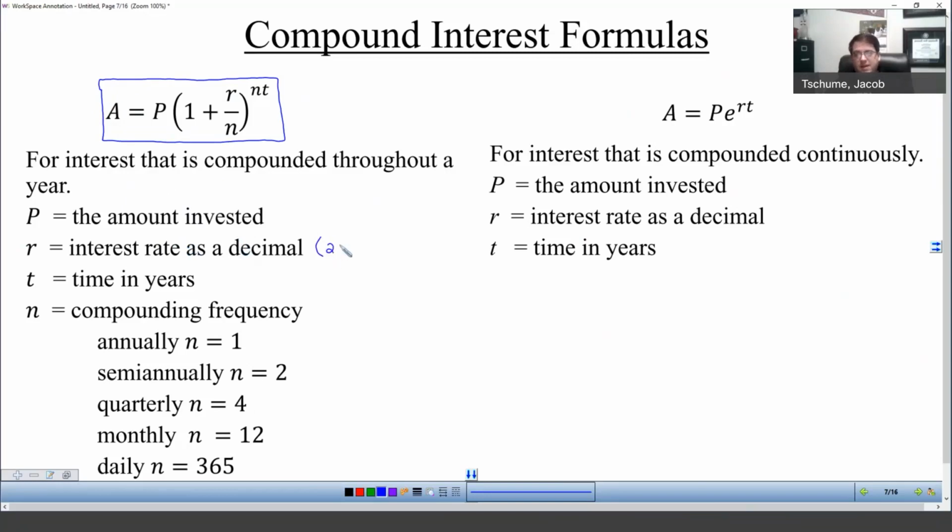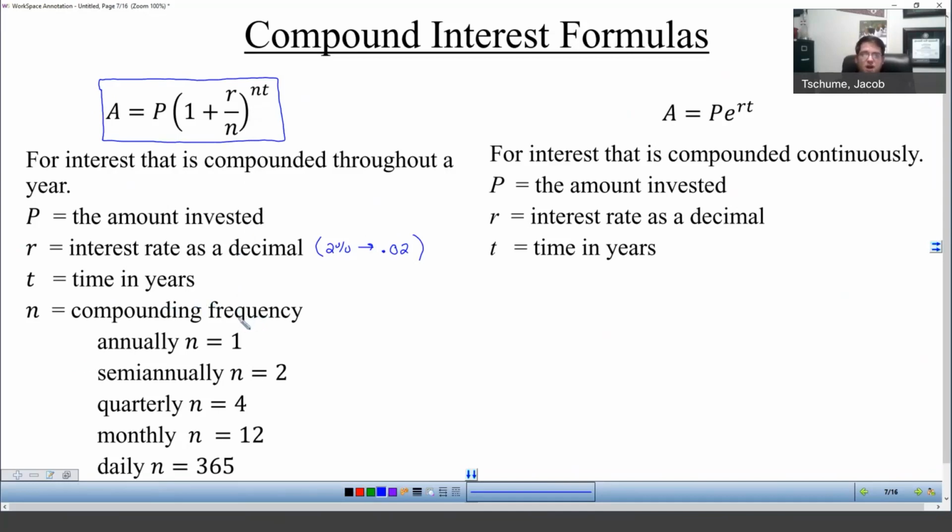So remember that if you had something like 2%, you have to divide it by 100, or some of y'all may have learned to move your decimal to the left twice. Either way, you have to always convert your percentages into a decimal form. So 2% would be 0.02. T is the amount of time in years you're going to leave that money in. And then the number that might fluctuate is your compounding frequency.